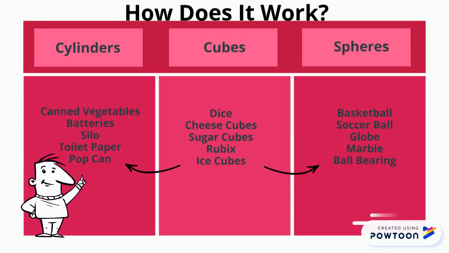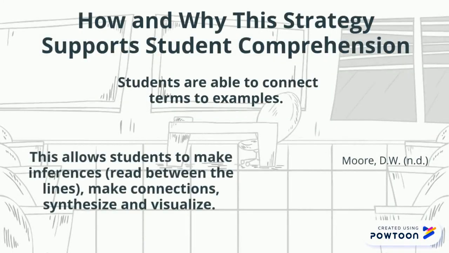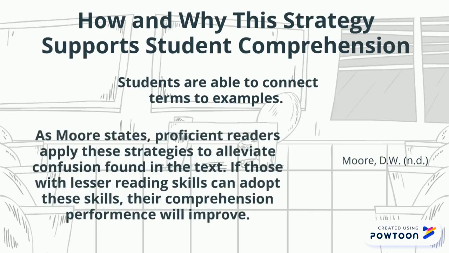The teacher should model for students what each column requires. Classification charts allow students to be able to connect terms to examples. This allows students to make inferences, connections, synthesize, and visualize. As Moore states, proficient readers apply these strategies to alleviate confusion found in the text. If those with lesser reading skills can adopt these skills, their comprehension performance will improve.